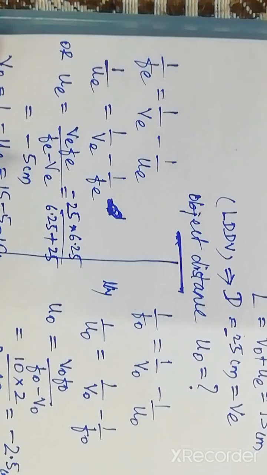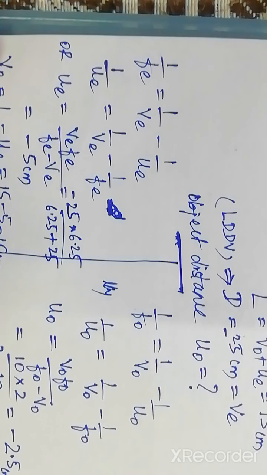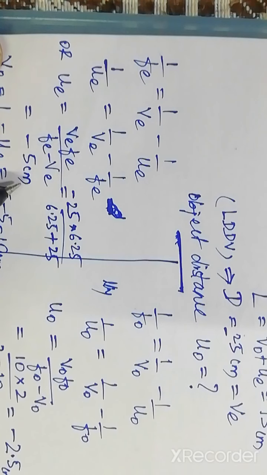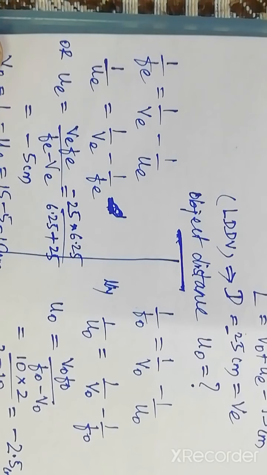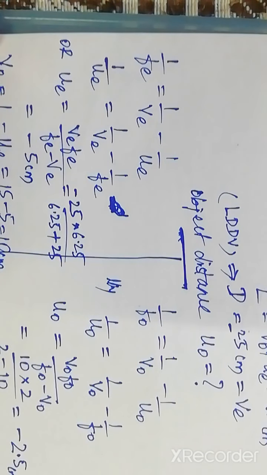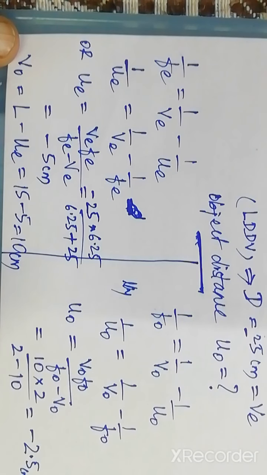So the length of the microscope is VO plus UE, or VO equals L minus UE. Length of the microscope is given 15, and the object distance for the eye lens we have calculated as 5 centimeter. So no need to take this negative sign. Okay, so subtracting 5 from 15, we get 10 centimeter. So VO, the image distance for the objective lens, comes out to be 10 centimeter.